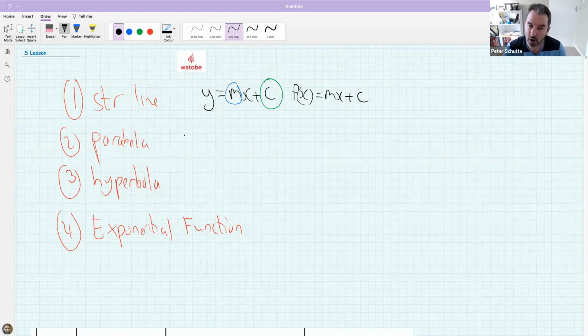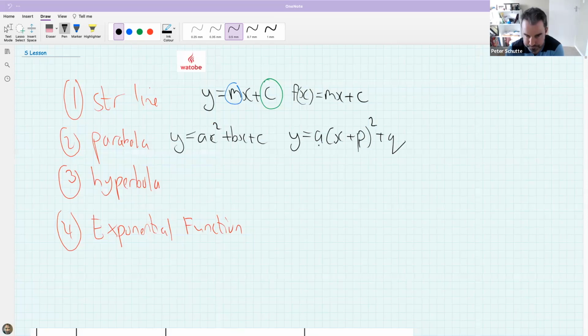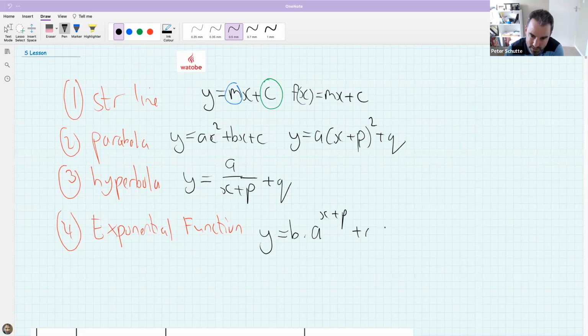Now, what got a bit harder in grade 11 was the parabola suddenly has the standard form that looks like this. And then we also have what's called the alternate form of a parabola, which looks like that. Then we have our hyperbola, which looks like that. And then we have our exponential function, which looks a bit like this.